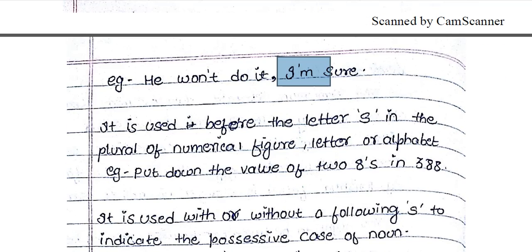It is also used before the letter S in the plurals of numerical figure, letter, or alphabet. Okay. So it can be used to denote more than one numerical figure or the same figure. For example, put down the value of 2 8's in 388. So in this case, it's talking about 2 8's. So that's why we have used apostrophe.